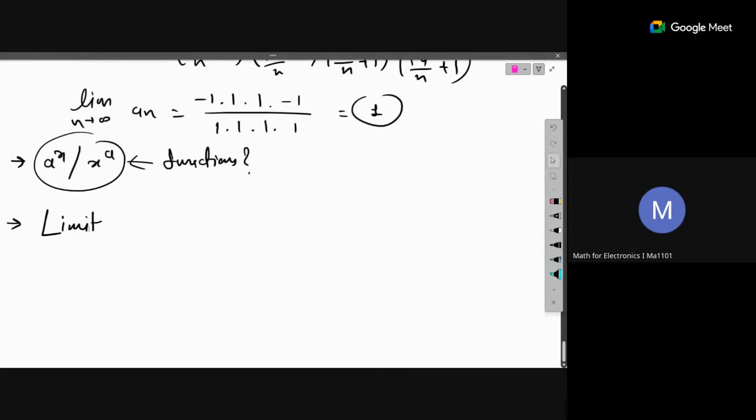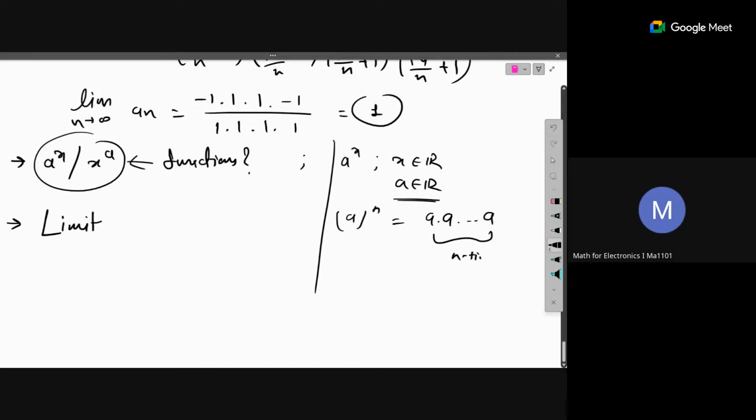So actually, our aim is to find out what will be the value of a to the power x when we take x to be a real number and a to be real. That's the main thing we want to judge. So we know that if I have a fixed real number a, and if I take any natural power, then it's nothing but the multiplication of all a's n times, right?